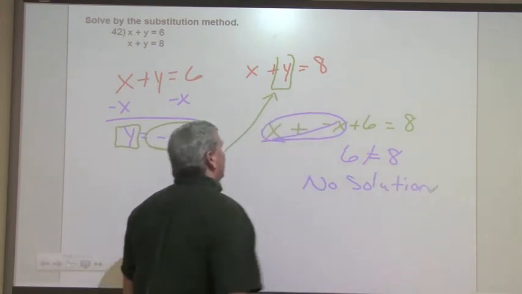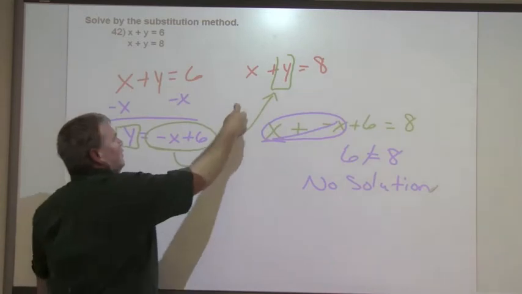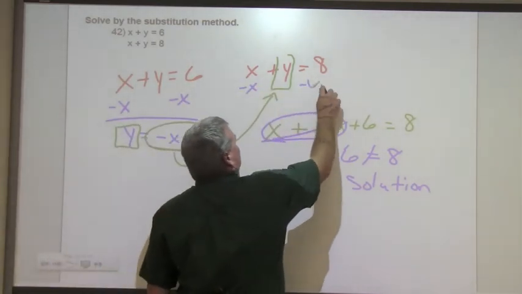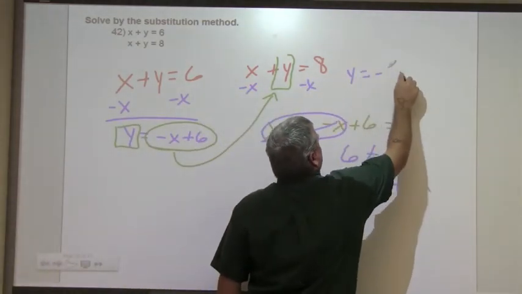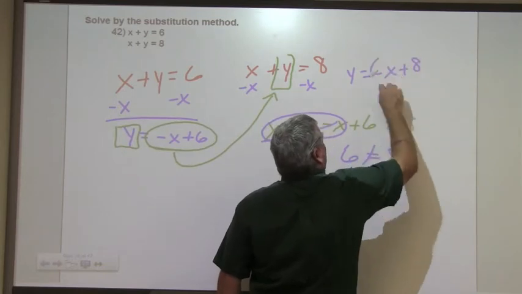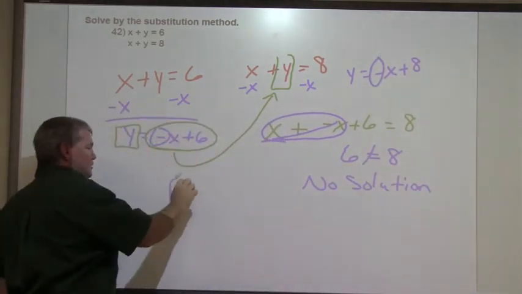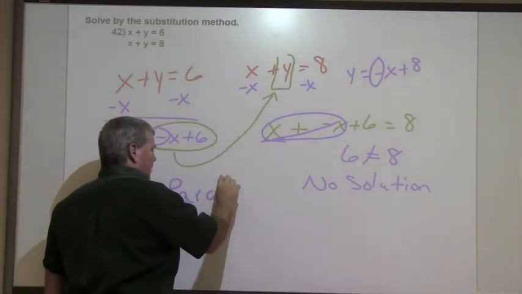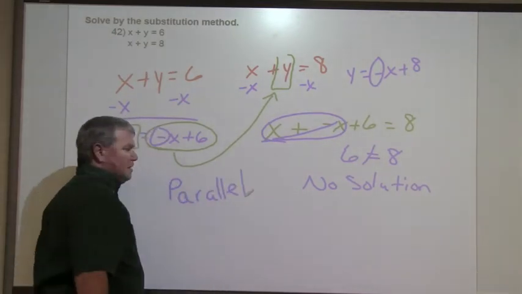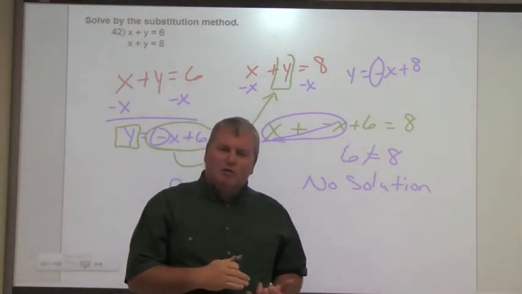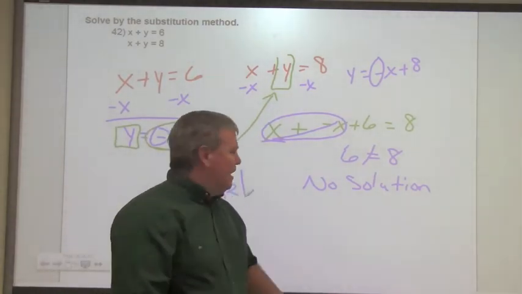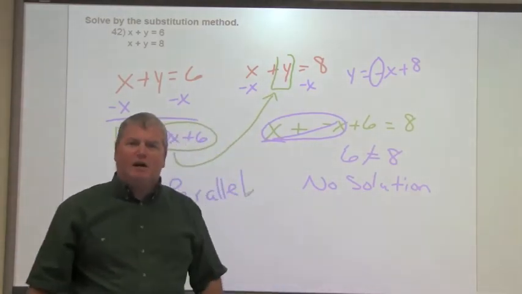And the reason why is, if we actually solve this one for y, watch what we get. Y equals negative x plus 8. What does that tell me? Well, that's a negative 1 slope. That's a negative 1 slope. These two lines are parallel. Remember, we've seen that before. Parallel lines have the same slopes, and they have no solution because they do not intersect.